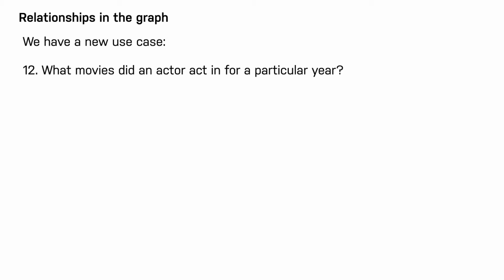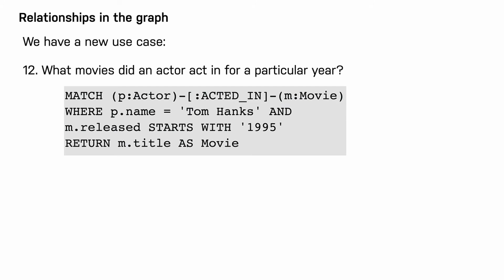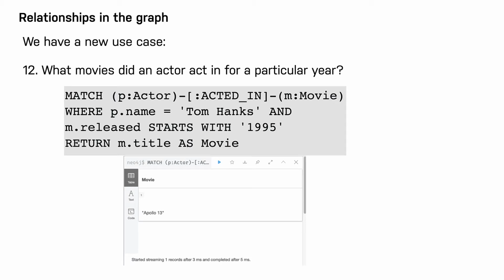What movies did an actor act in for a particular year? We can execute this query with the current graph. It returns the movie Apollo 13. What if Tom Hanks acted in 50 movies in the year 1995? The query would need to retrieve all movies that Tom Hanks acted in and then check the value of the release property. What if Tom Hanks acted in a total of 1,000 movies? All of these movie nodes would need to be evaluated.